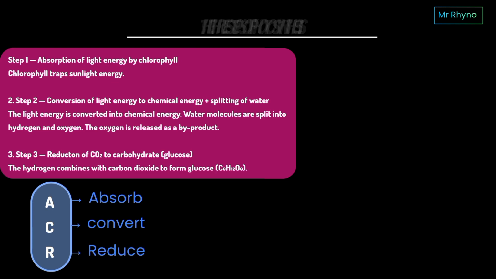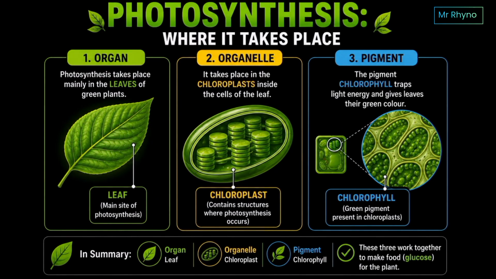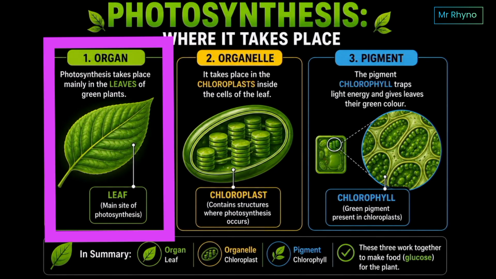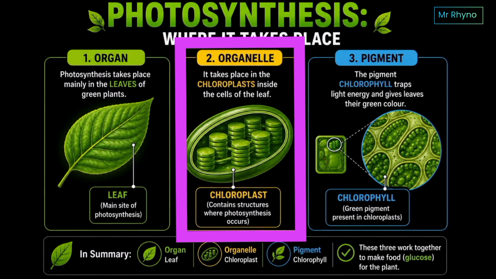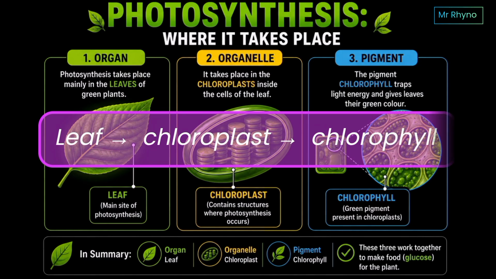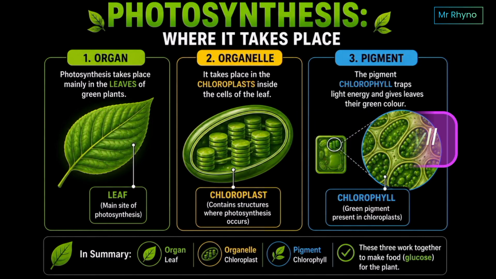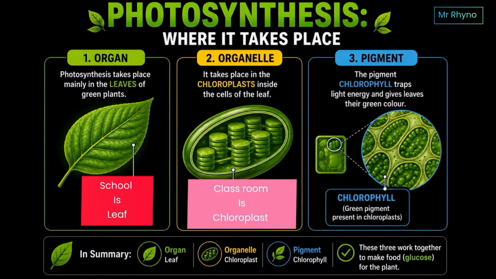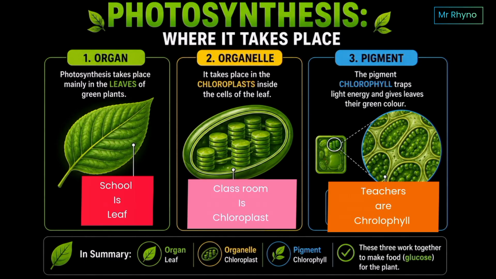Now let us look at where photosynthesis takes place, and this is what you must know. The organ is the leaf, the cell organelle is the chloroplast, and inside the chloroplast we have chlorophyll, the green pigment. So it is leaf, then chloroplast, and lastly chlorophyll. Think of it like a school. The school is the leaf, the classroom is the chloroplast, and the teacher who does the actual work is chlorophyll.